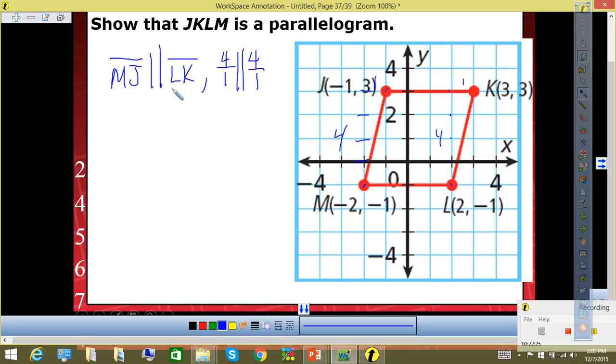Is parallel to segment LK. And why? Because the slope of MJ is 4 over 1, which is parallel to slope 4 over 1 of LK. Are we there? So with that said, what is the slope of JK? What is it? We need to finish this. The slope of that? When it's flat like this, what kind of slope is that? 0. So therefore, slope JK is parallel to slope ML because both slopes are 0.